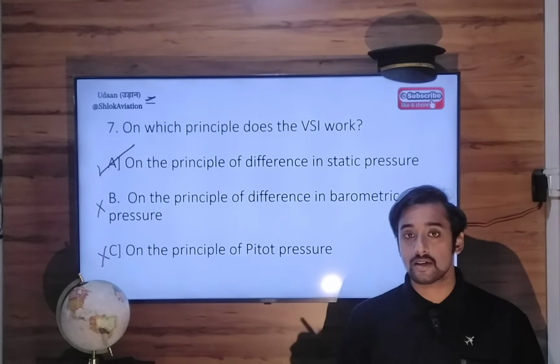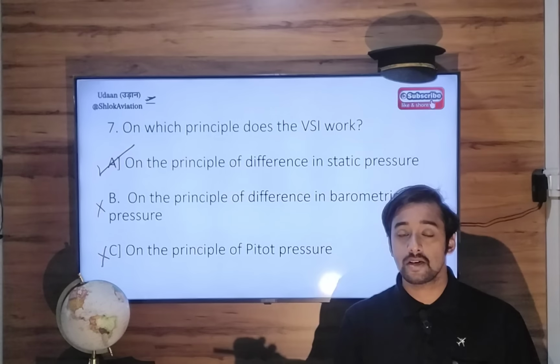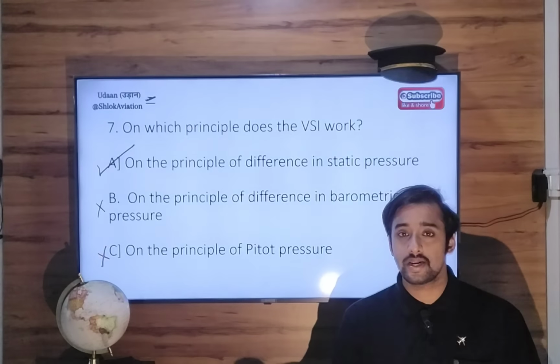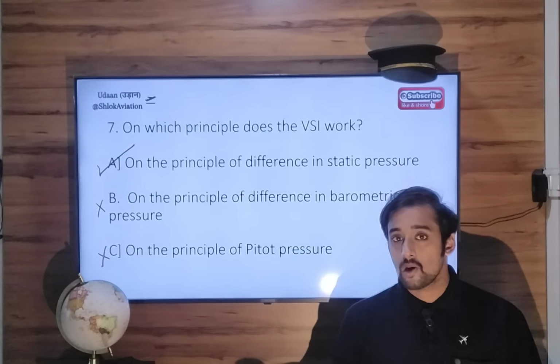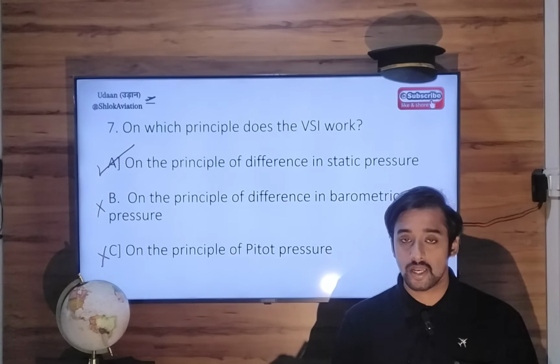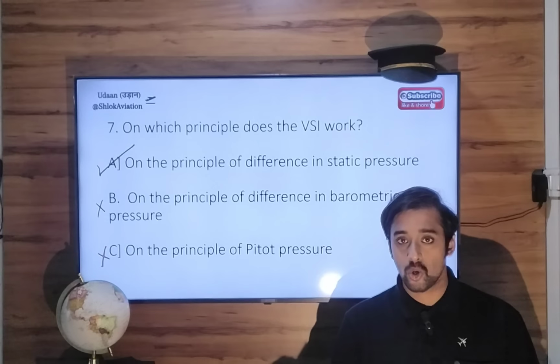Barometric pressure is the pressure measured by a barometer. A barometer is a pressure reading instrument. So VSI is not concerned about barometric quantity. Altimeter is, but the more proper option will be option A. It works on the principle of difference in static pressure, not barometric pressure.